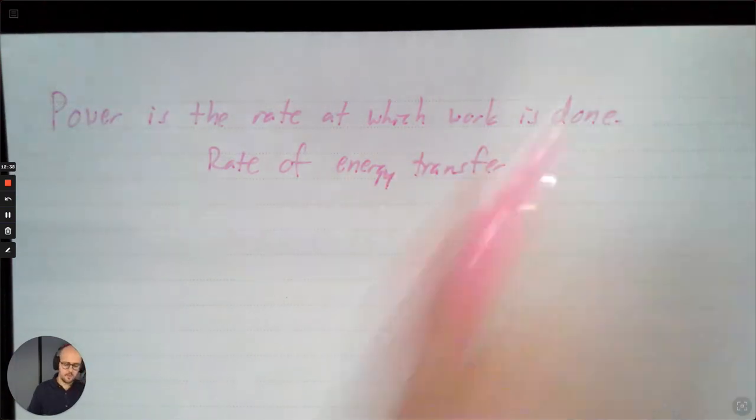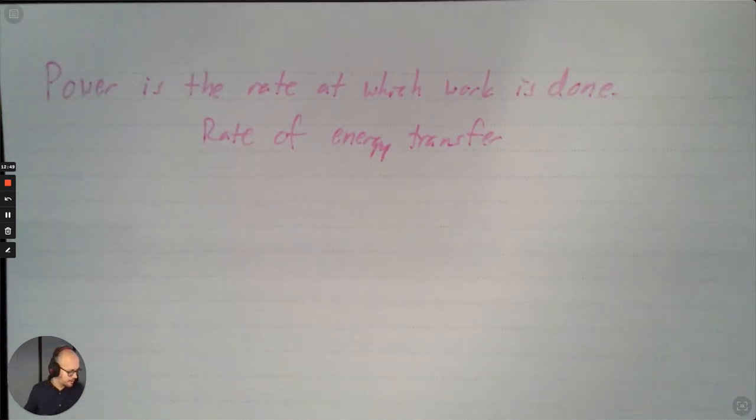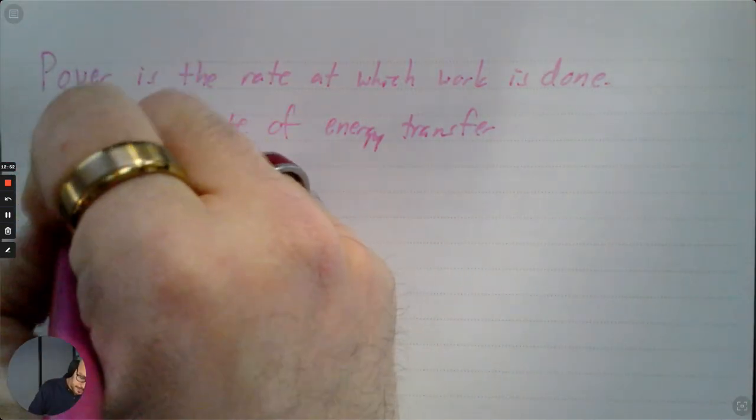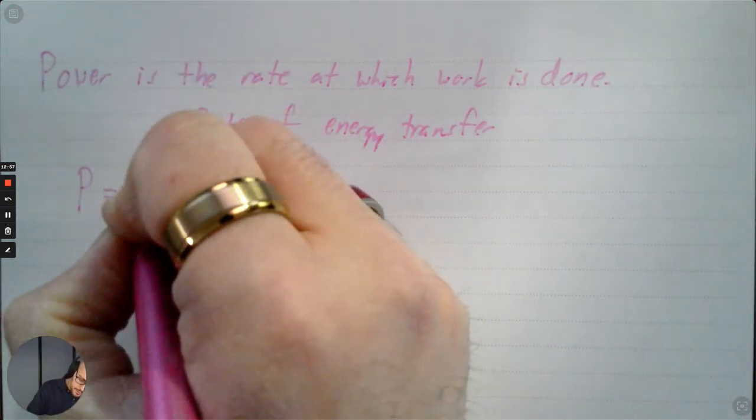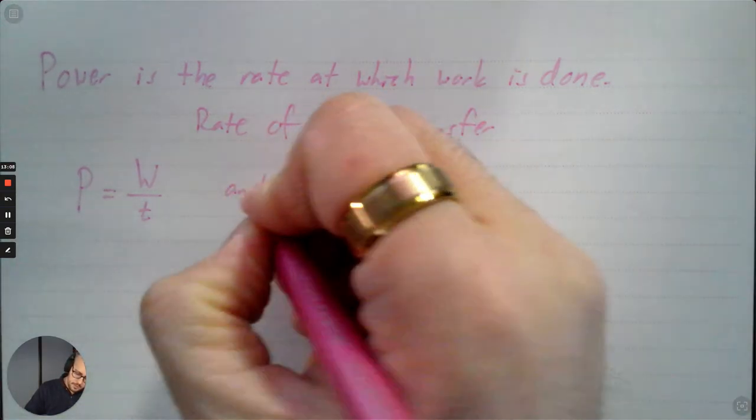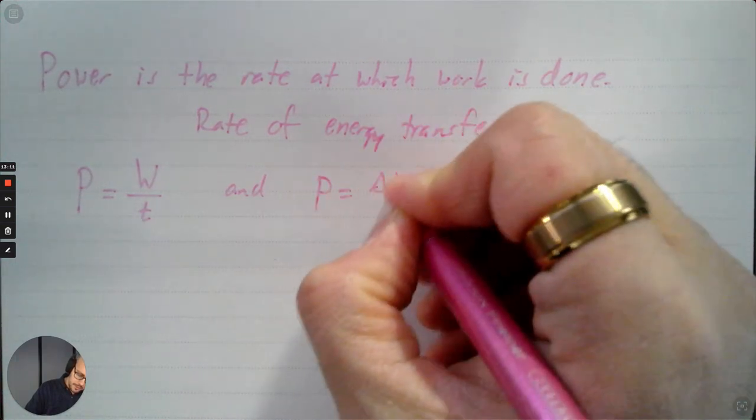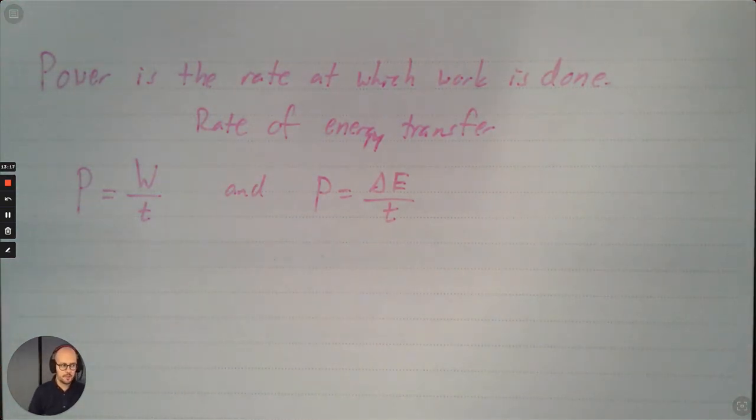And this will serve as a bridge. If you think about a car's engine, its job is energy transfer. It takes the chemical energy of the gasoline and converts it into the mechanical energy of the car. Power, capital P, is the rate at which work is done, so it is equal to work divided by time. Work per time is power. By the same token, it's the rate of energy transfer, so it's the rate at which energy changes divided by the time. Those are both the definition of power.